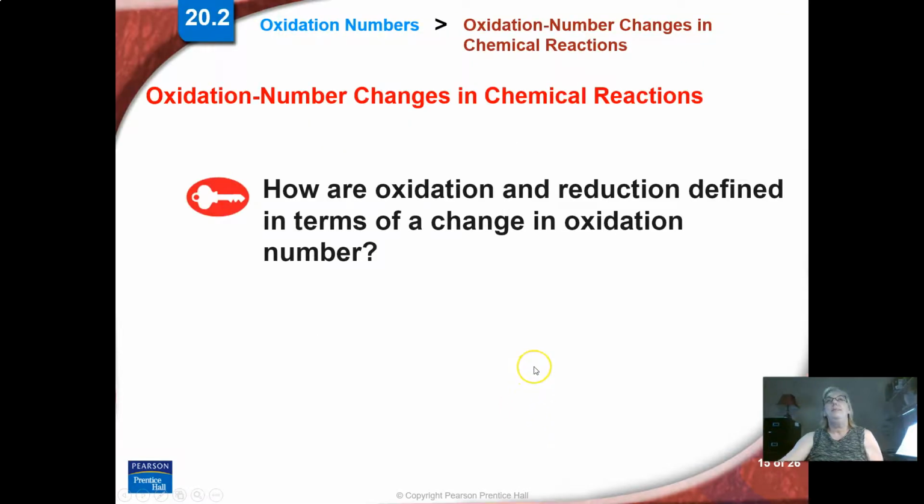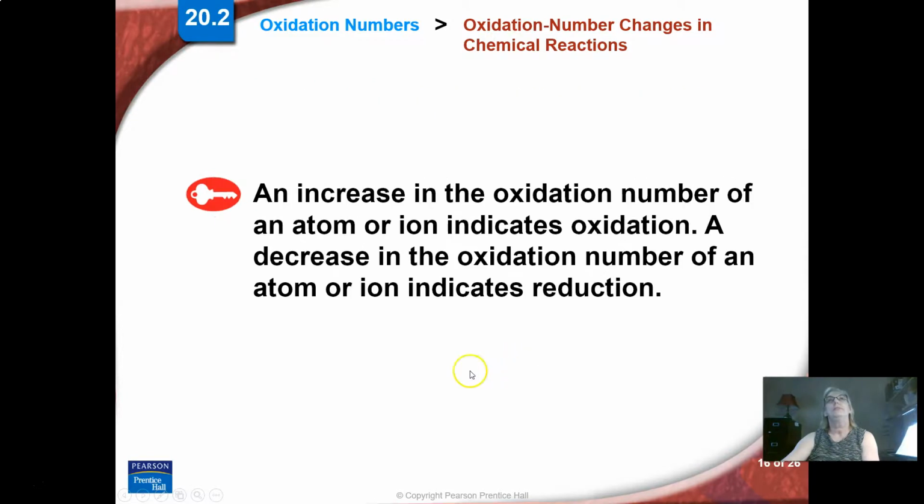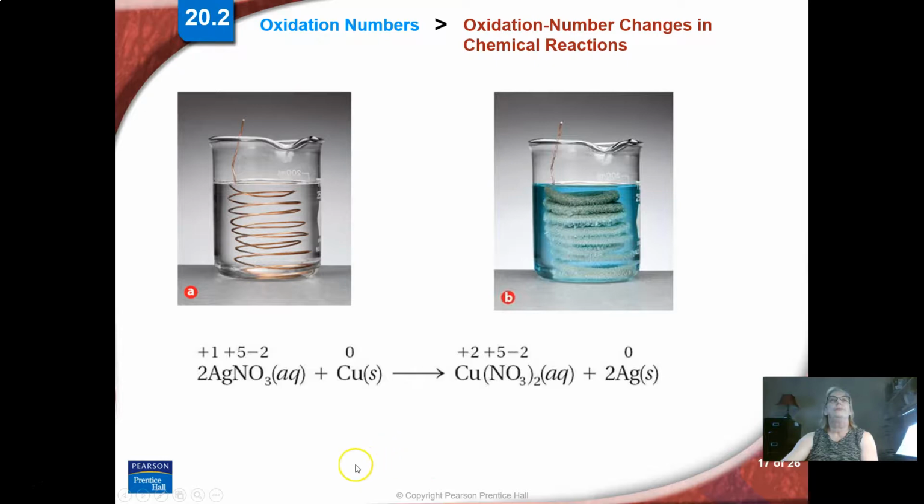And then let's talk about redox and the change in oxidation number. If you increase your oxidation number, you are oxidizing. If you decrease your oxidation number, you're reducing. So if you become more negative, you are reducing. So let's look here. I have silver +1 and now it's 0. So it's becoming a lower number. It's reducing, so it's becoming reduced. And then somebody has to be oxidized. So copper becomes more positive, so it's oxidizing.